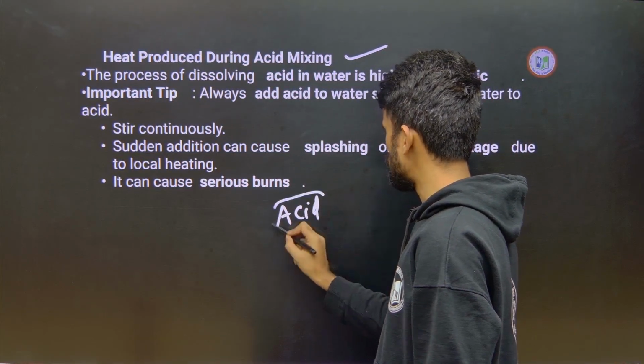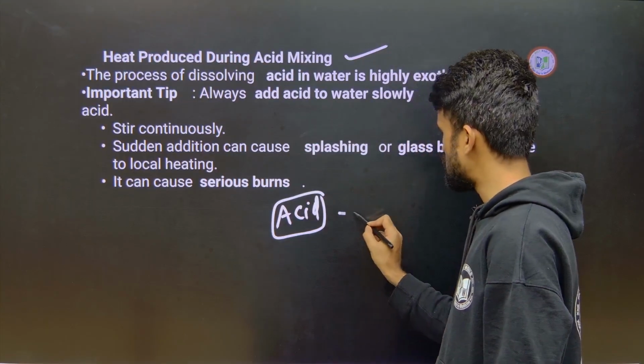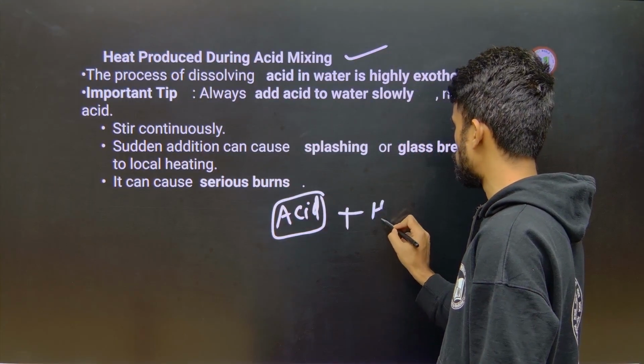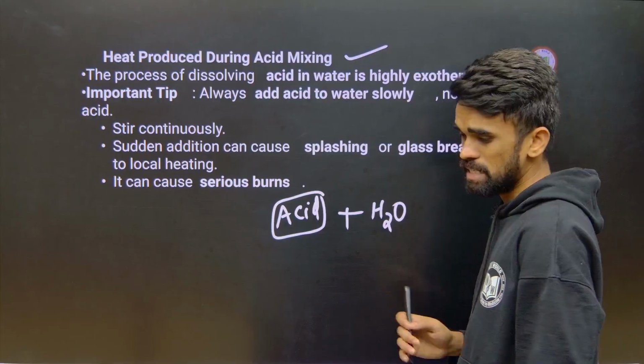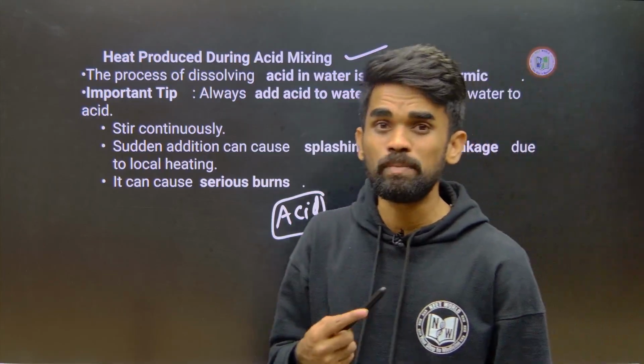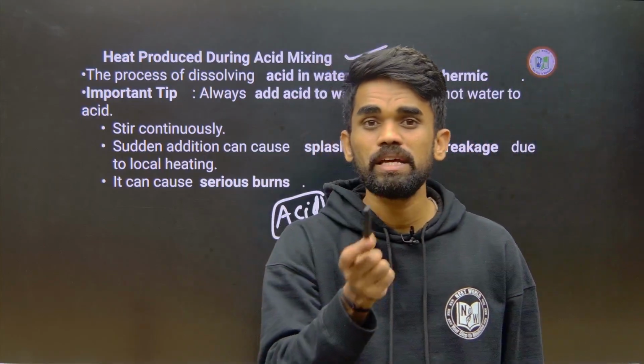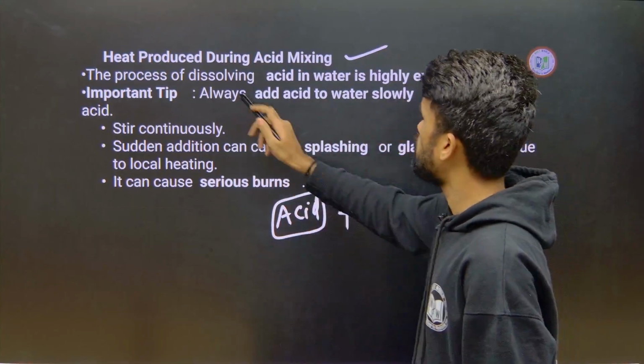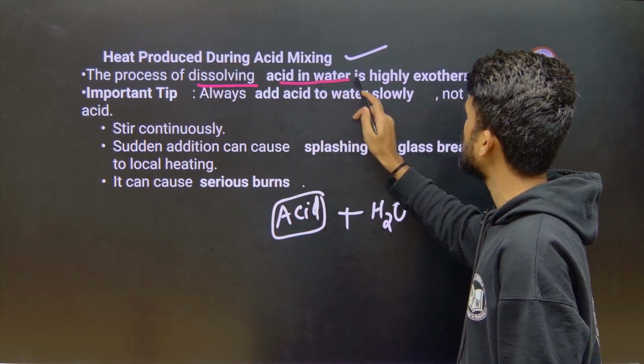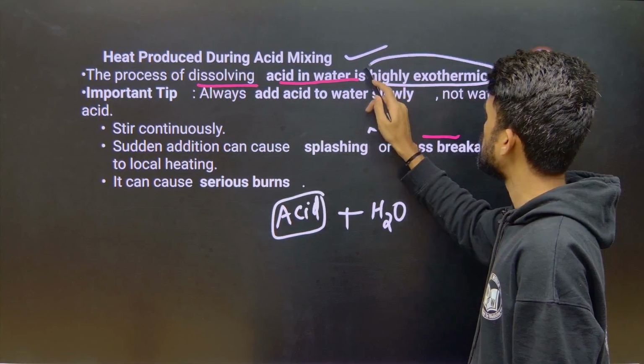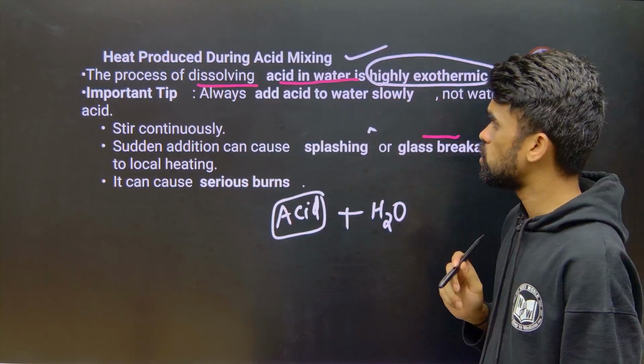Whenever we are mixing acid with water, it is a highly exothermic reaction. So you will see some heat is produced during the process. The process of dissolving acid in water is highly exothermic. It means heat is released during this process.